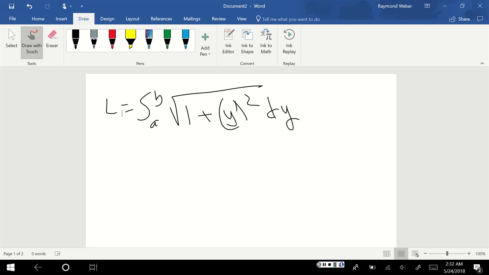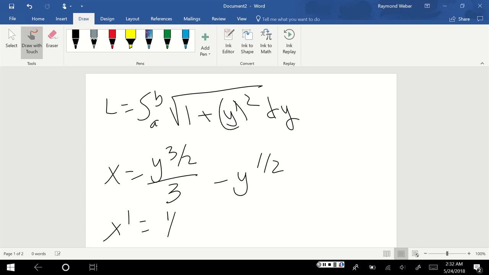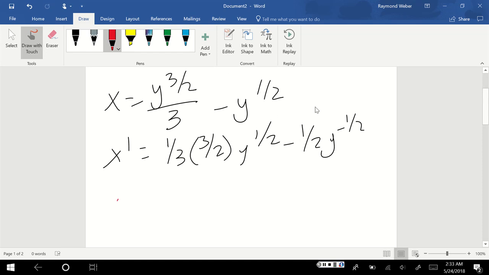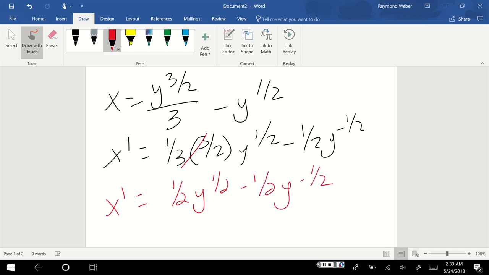So what I need to do is first figure out y or x. So I'm going to raise y to the 3 halves divided by 3 minus y to the 1 half. So x prime here, let's see here, 1/3 times, bring down the 3 halves, subtract 1. Over here, bring down the 1 half, subtract 1. Okay. So do a little bit of cleanup. Prime, those 3 cancel. 1 half y to the 1 half minus 1 half y to the negative 1 half.